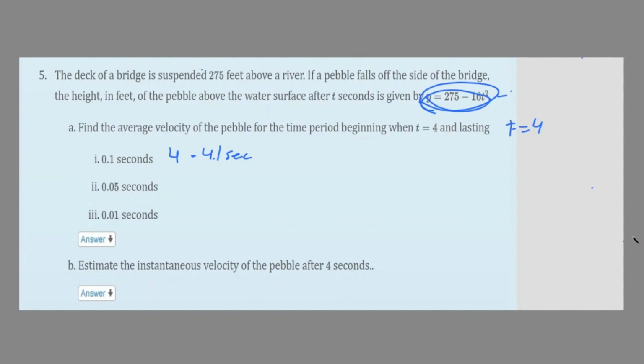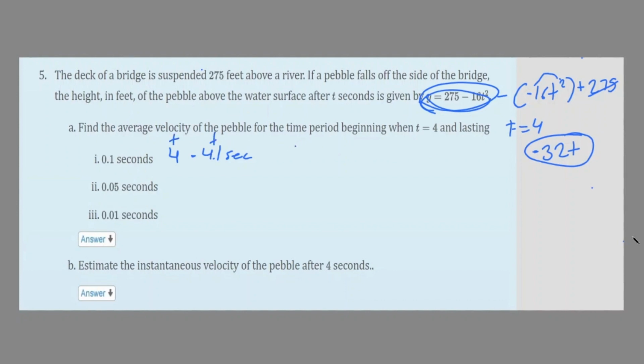In order to find the velocity, all we need to do is find the derivative of this equation. So what is 16t² plus 275? To find the derivative, we'll just use the power rule. So we'll end up with negative 32t, and since this is a constant, it gets crossed out. This is the equation that's going to be really important to answer A. Now all we need to do is plug it in, simple as that.